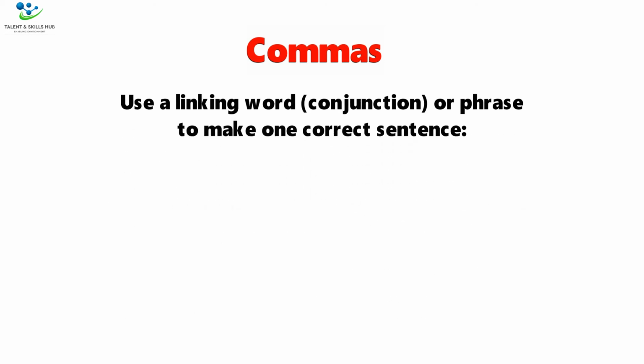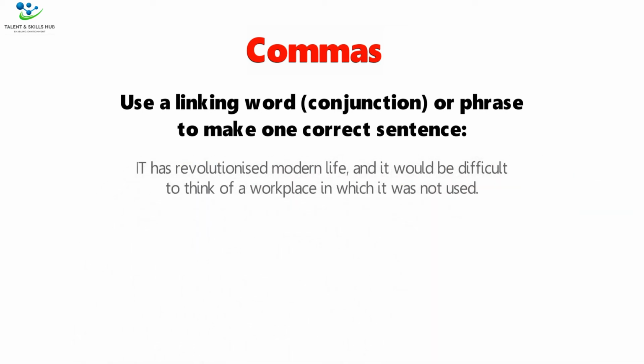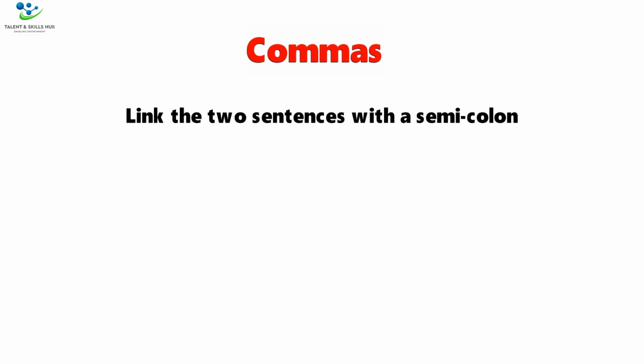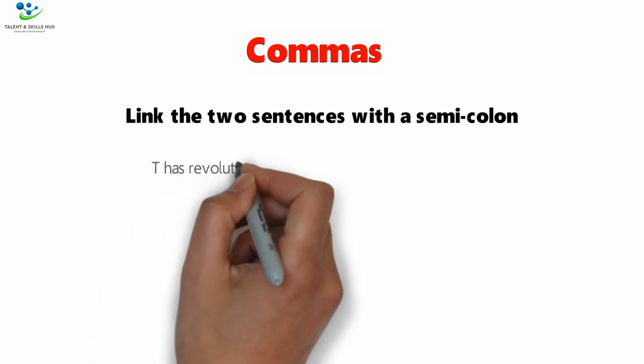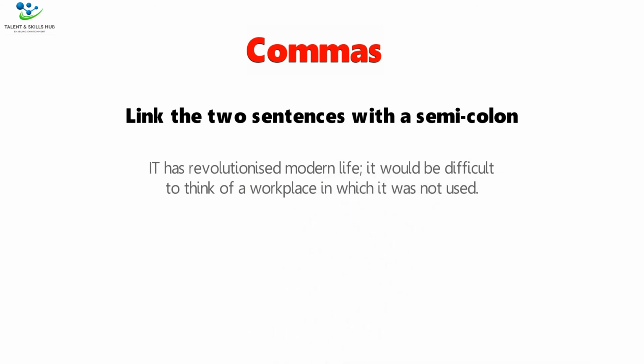2. Use a linking word or phrase to make one correct sentence. IT has revolutionized modern life, and it would be difficult to think of a workplace in which it was not used. 3. Link the two sentences with a semicolon. IT has revolutionized modern life; it would be difficult to think of a workplace in which it was not used.